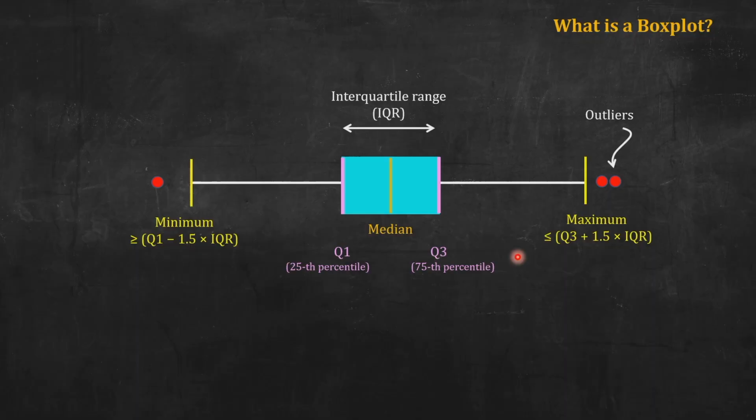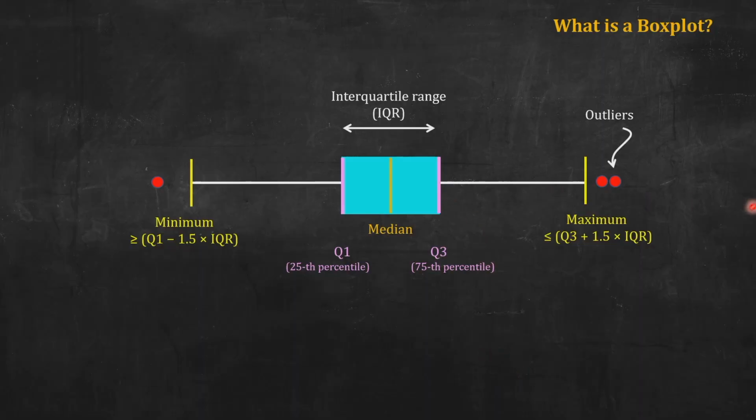Now, let me go to the whiskers. From this box we have extended whiskers, right. What does a whisker represent? Here I have marked the yellow bar where the whisker ends, and I am calling it the maximum, whereas on the other side I am calling the end of the whisker the minimum.